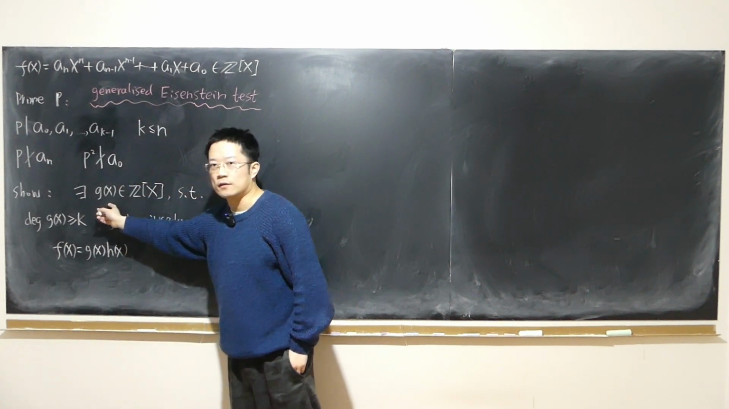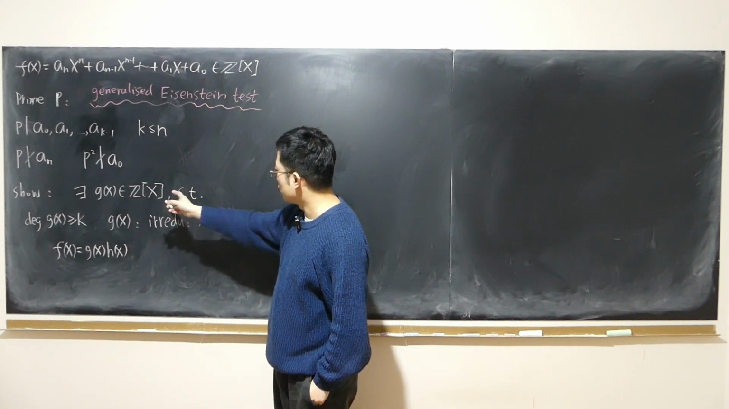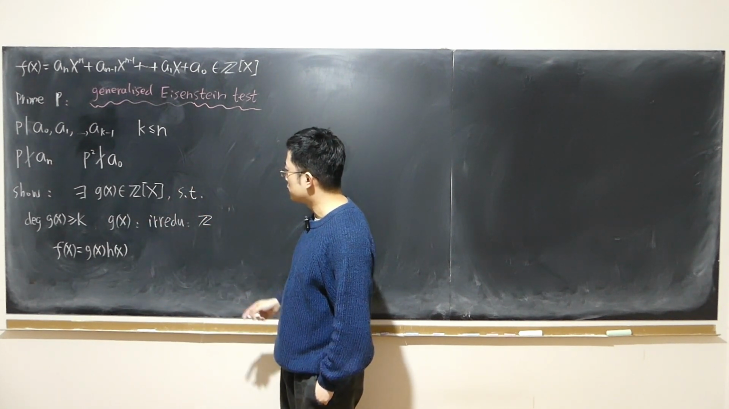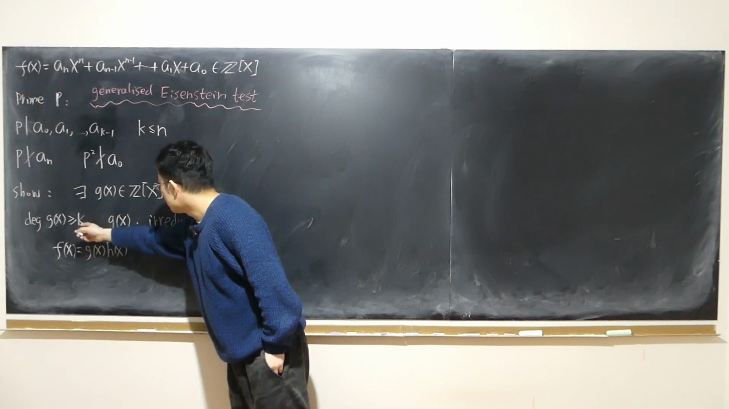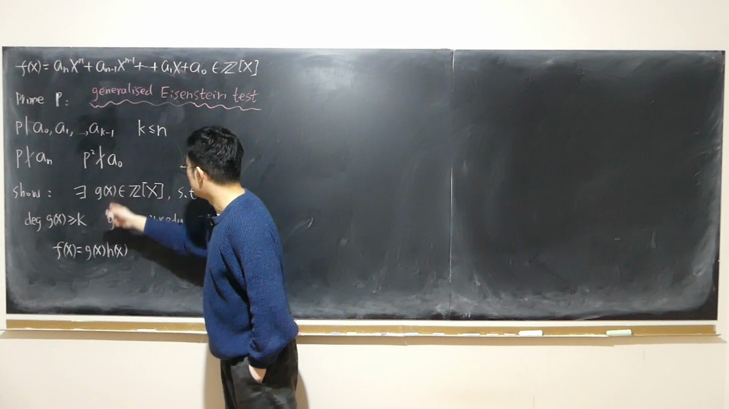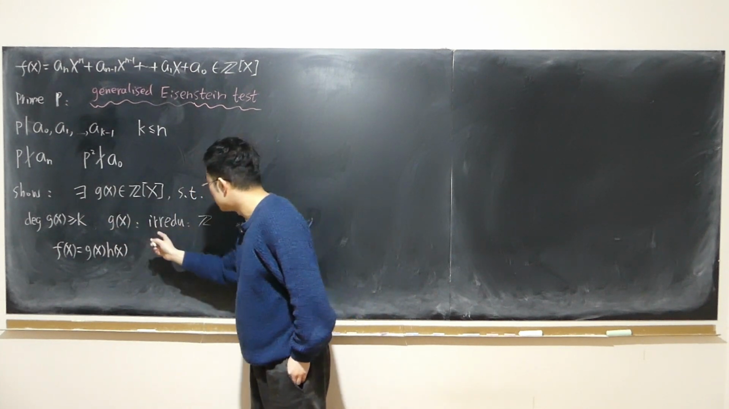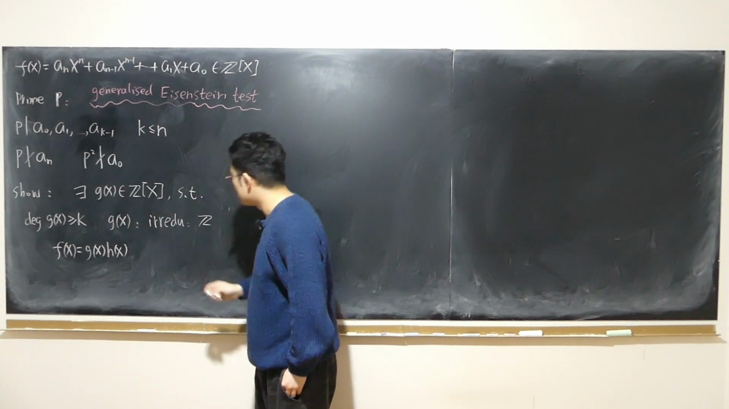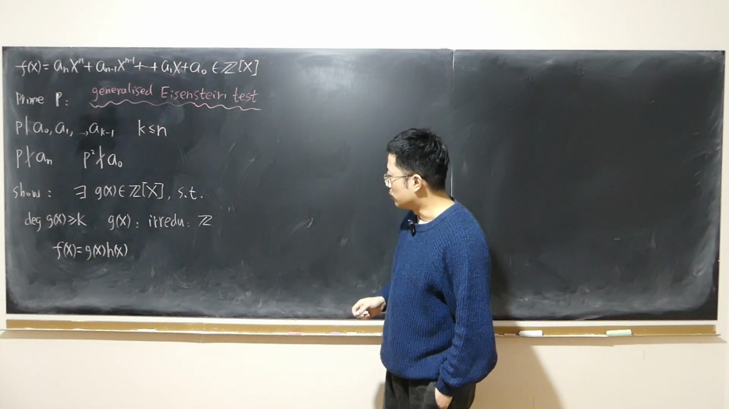Then we want to show that there exists a polynomial with integer coefficients, and the degree of the polynomial is not only greater than or equal to k, the same k here, but also the polynomial is irreducible over integers. So what do I mean by that?